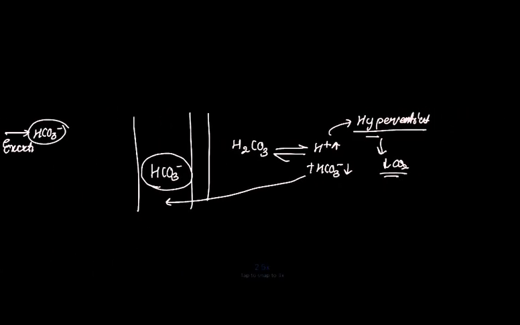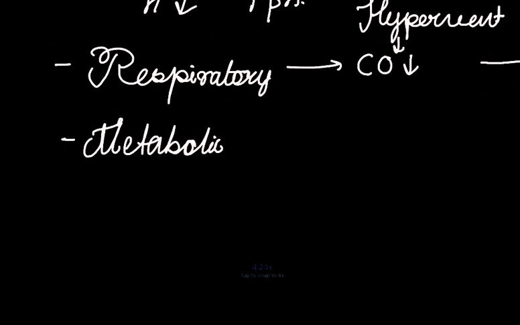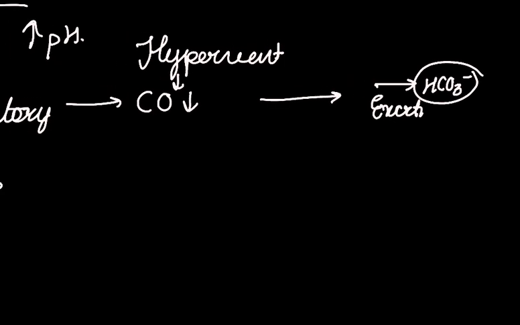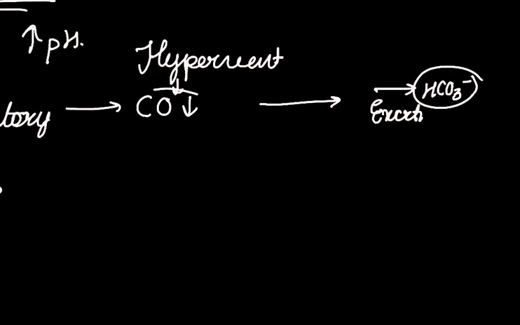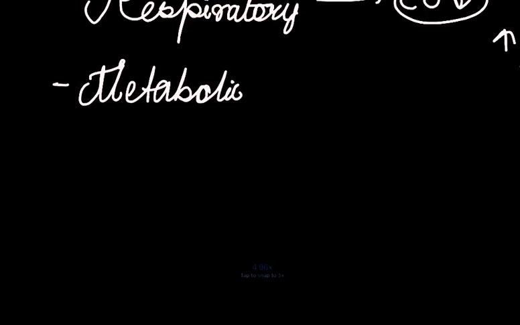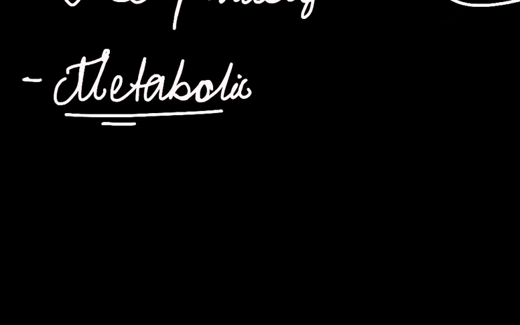Now let's talk about it. So in this way, the renal system would try to compensate by removing the HCO3 minus. So in respiratory alkalosis, you will see a decrease in CO2, an increase in pH, and if it's compensated, then a decrease in HCO3 minus as well. Now let's talk about metabolic alkalosis. In metabolic alkalosis, what happens?